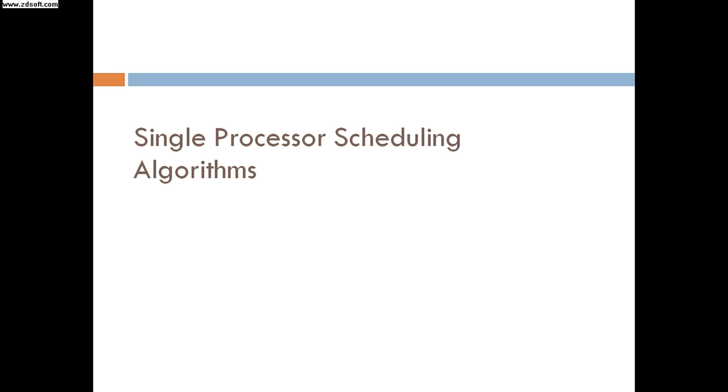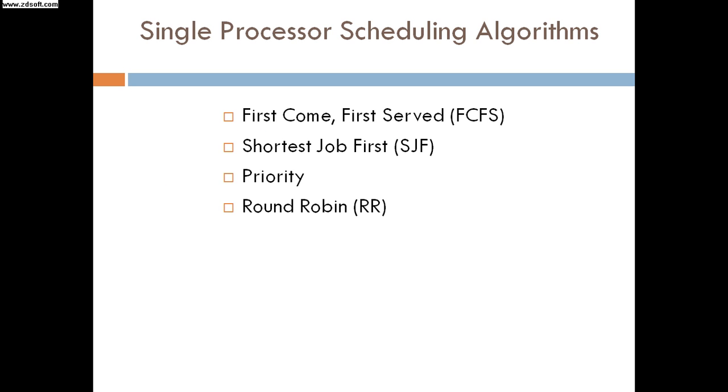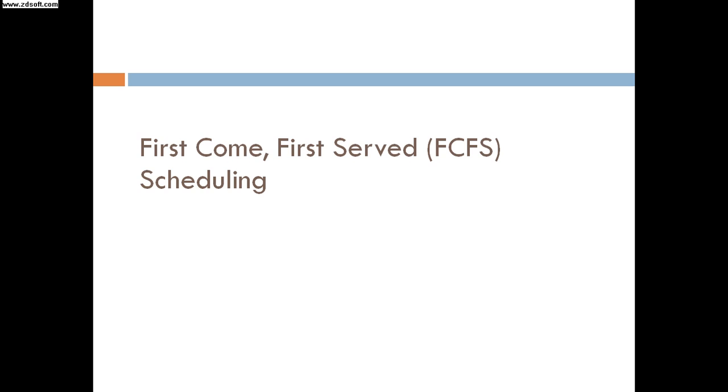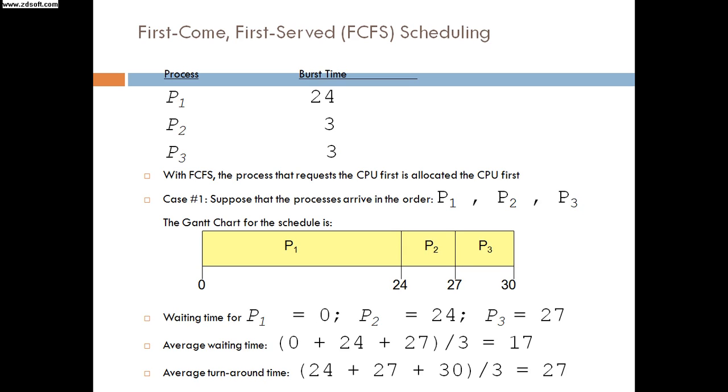So next we shall discuss the single process scheduling algorithms. There are four well-known algorithms: first come first served, shortest job first, priority, and then round robin. Under the FCFS scheduling algorithm, whichever process enters the system first will be allocated the CPU first. With a simple example we can define the FCFS scheduling algorithm.